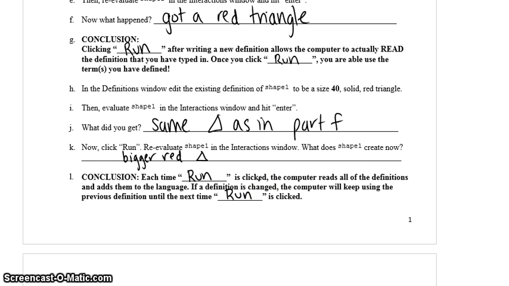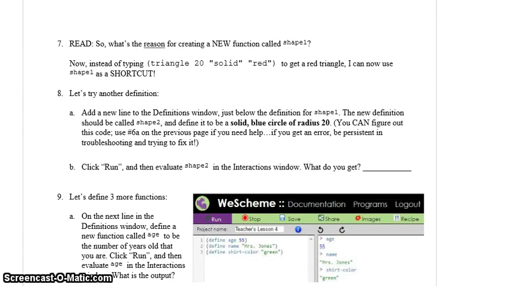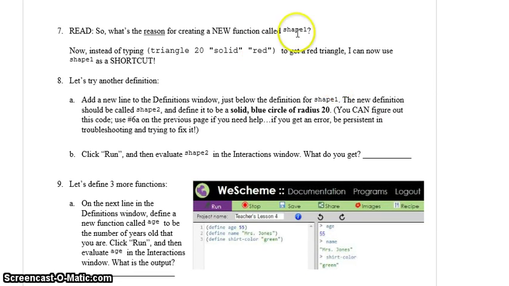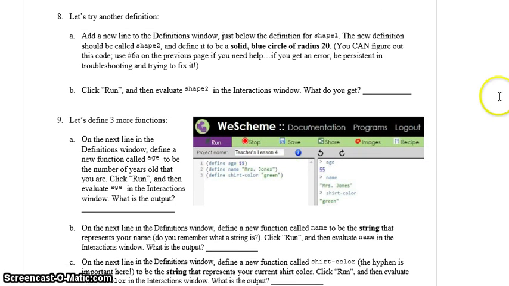So run is very important whenever you change anything in the definitions window. All right, page 2. What's the reason for creating a new function called shape1? Now instead of typing out triangle 20 solid red, you can use shape1 as a shortcut. So that would be helpful if I wanted to continue to reference the red triangle over and over and over again.